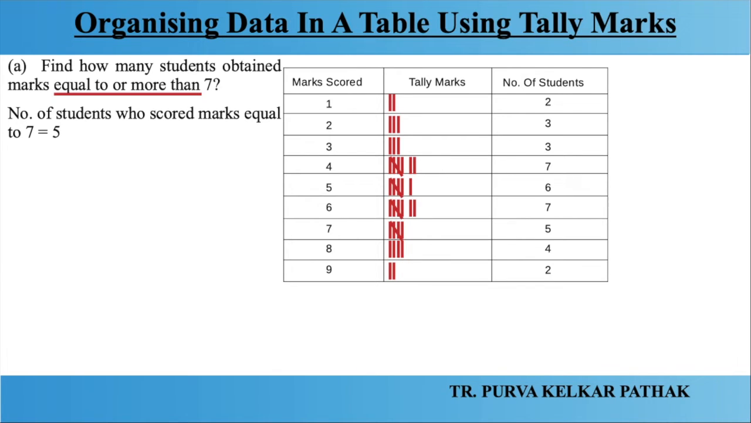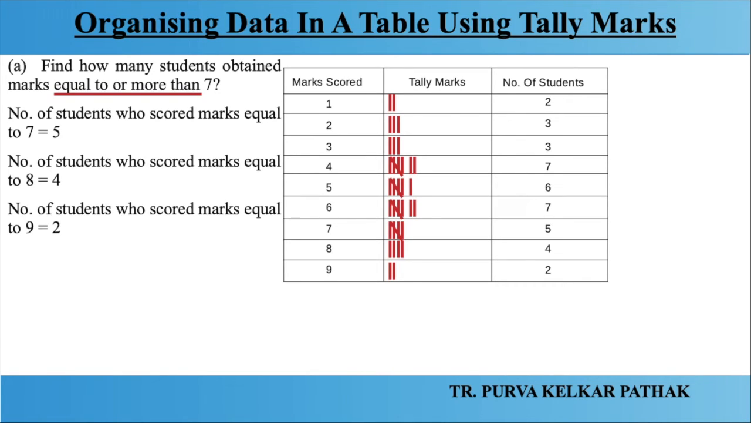Observe the table carefully. How many students have scored marks equal to 8? There are 4 students who have scored 8 marks. So, in our solution, the next statement would be the number of students who scored marks equal to 8 is equal to 4. How many students have scored 9 marks? There are 2 students who have scored 9 marks. So, number of students who scored marks equal to 9 is equal to 2.